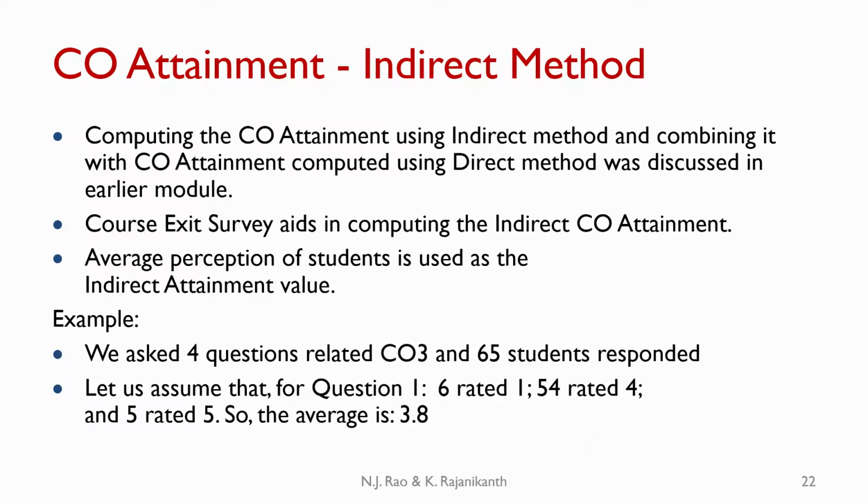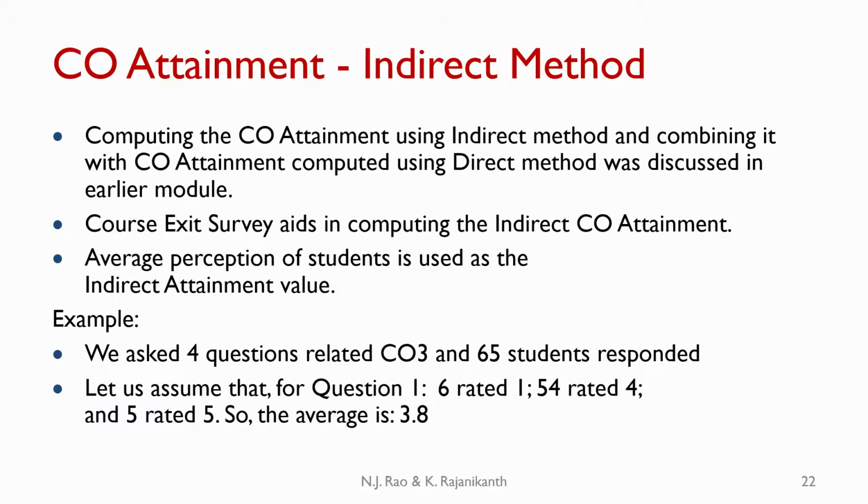Computing the CO attainment using the indirect method and combining it with the CO attainment computed using direct methods was broadly discussed in the earlier module. We saw that the indirect method value and the value computed using direct methods are usually combined in the ratio of 10 to 90. That means the value computed using the indirect method is usually given no more than 10% weightage, and the value computed using direct methods, internal tests, quizzes, semester end examinations, assignments, is given greater weightage, typically 90%.